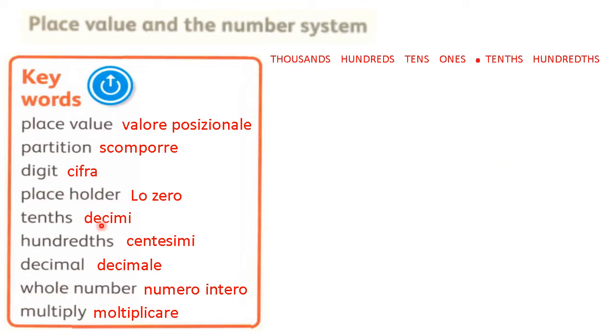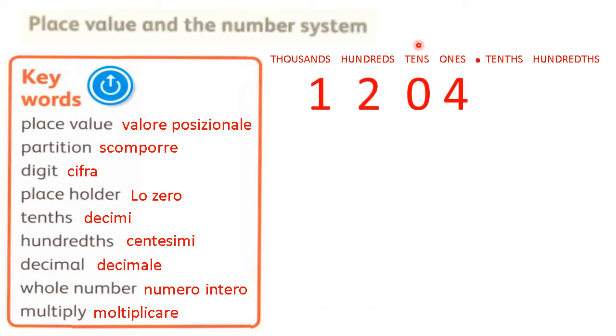Here we have place values. Here we have ones, tens, hundreds, thousands, and so on. Here we have the decimal point. After the decimal point, we have tenths and hundredths. Let's take a look at some numbers.